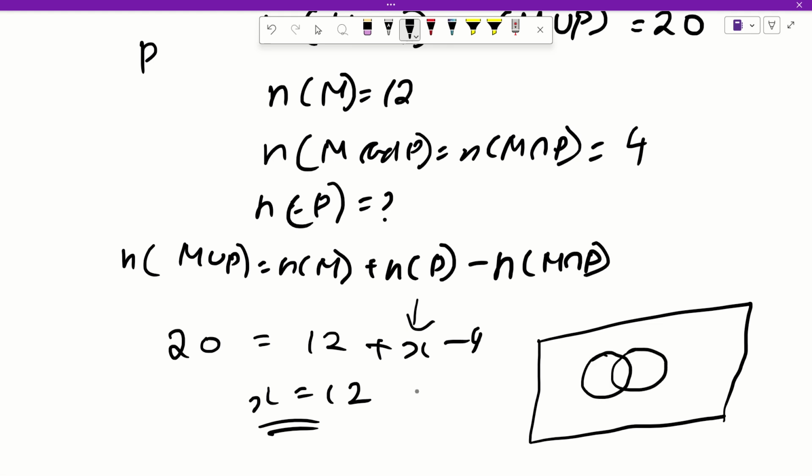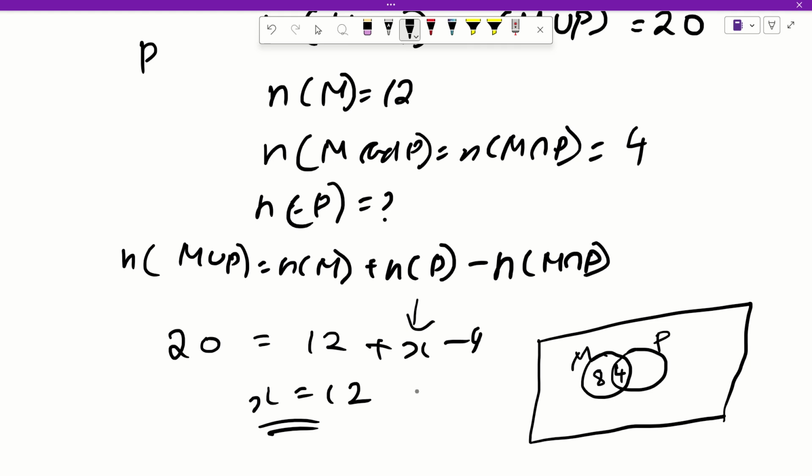As per the question, this is M and this is P, right? What is the data given as n of M intersection P? This is given as 4. What is n of M? 12. This whole part is 12. So the part of M minus P is 8, right? What we have to find is P.